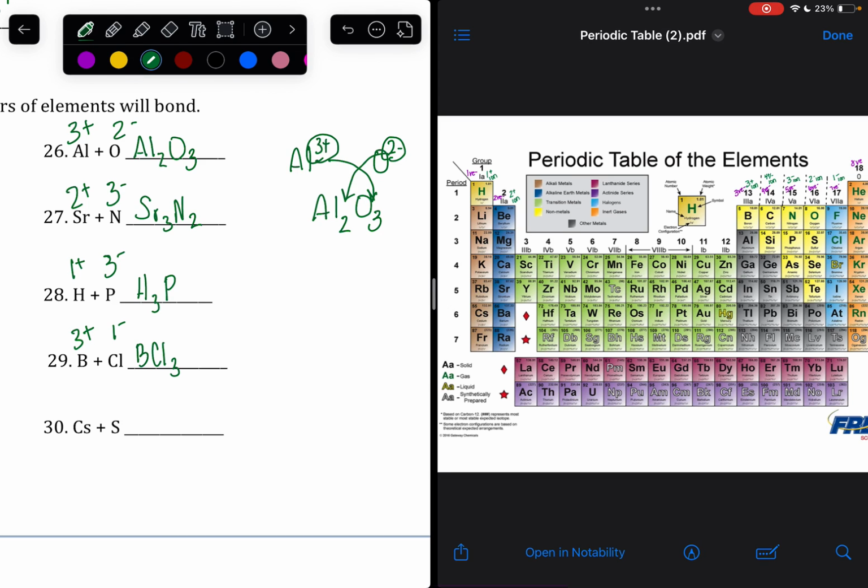Cesium's in group 1 with a +1 charge. Sulfur is in group 16 with a 2- charge. I need 2 cesiums to balance out my 1 sulfur. So I have Cs2S.